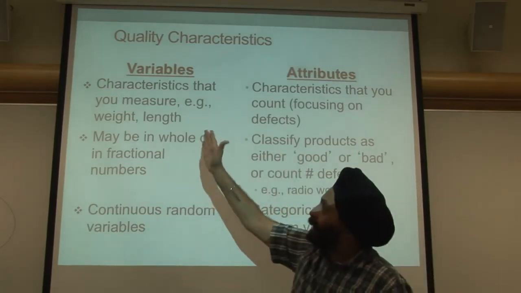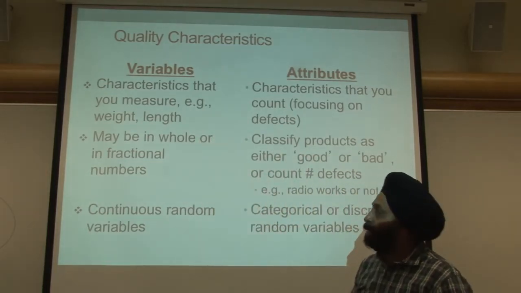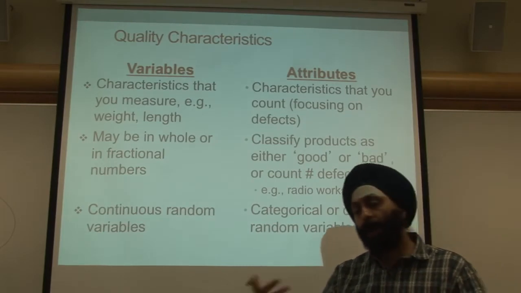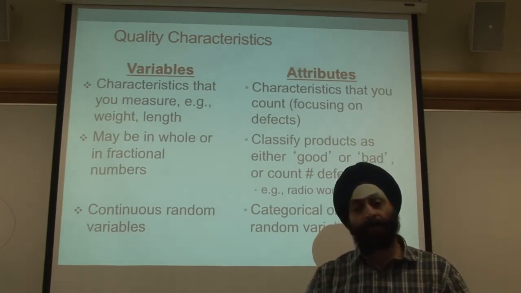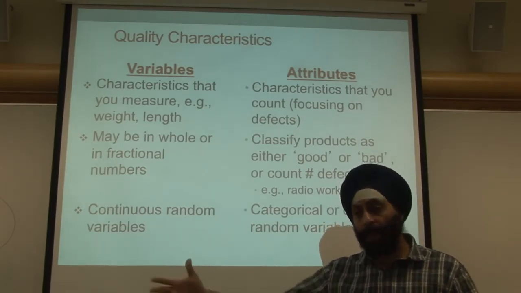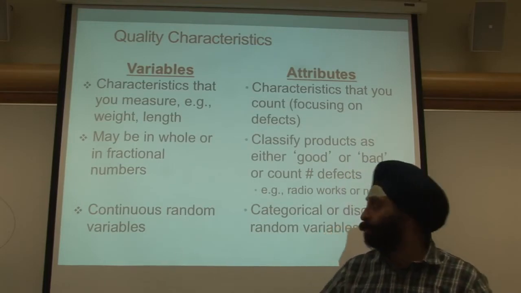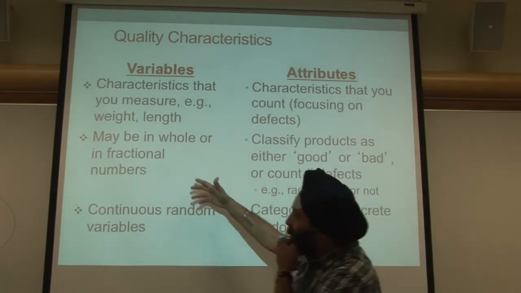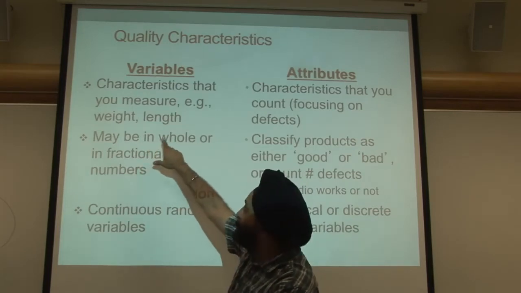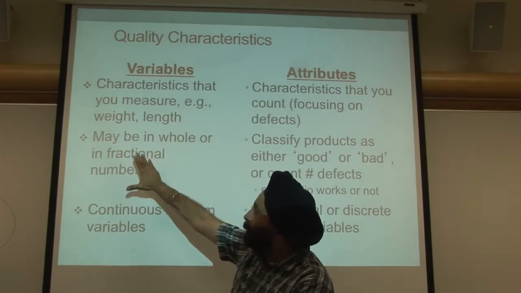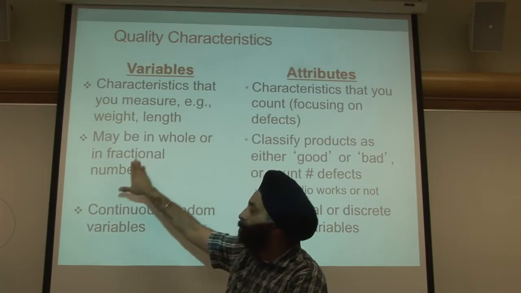So any type of data that you're collecting can be labeled as either variable or attribute. Variable data is any type of characteristic that can be measured. So a person's weight, a person's height, or distance in length. Those actually have specific units, something that can be measured. It may be in whole or in fraction numbers.